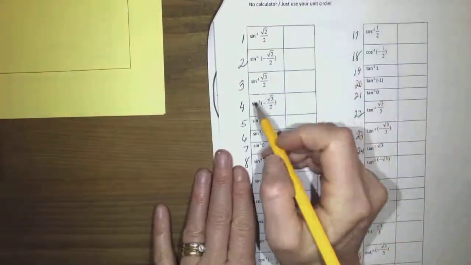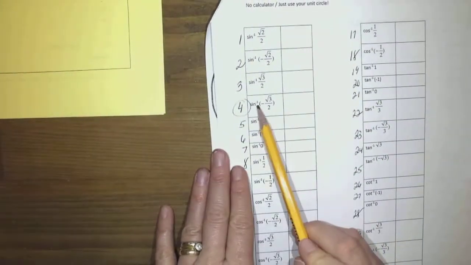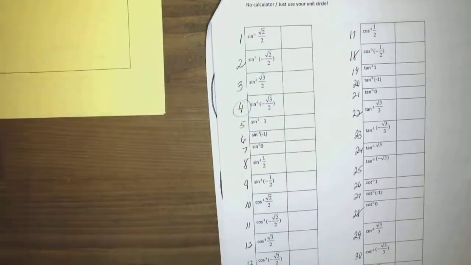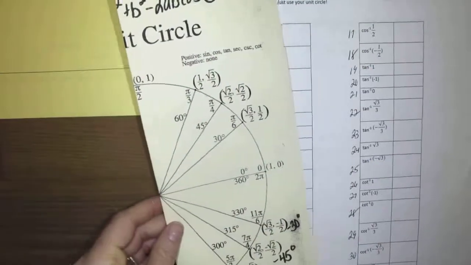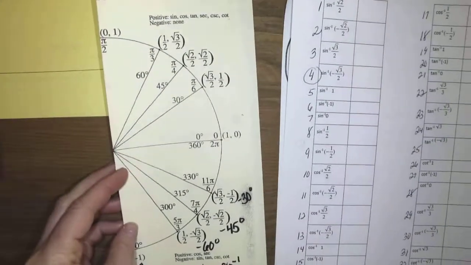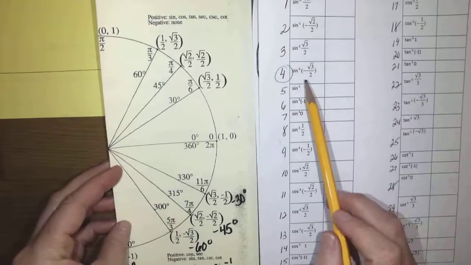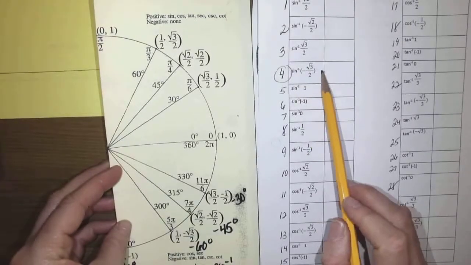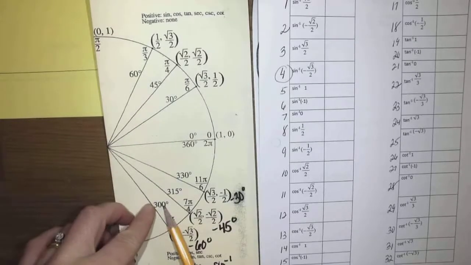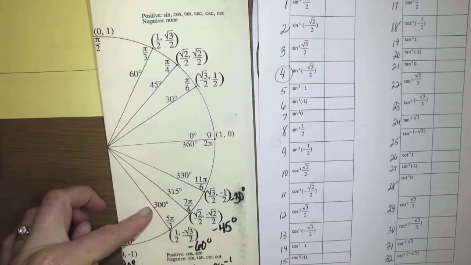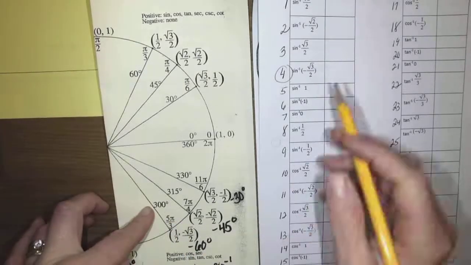I'm going to start with number 4, inverse sine of negative root 3 over 2. So I'm going to look on my unit circle, and I'm only looking in these quadrants right here. I'm trying to find where the y value is negative root 3 over 2, which is right here. And you might think that is 300, but you're supposed to pick a number from negative 90 to positive 90. 300 is also written as negative 60.